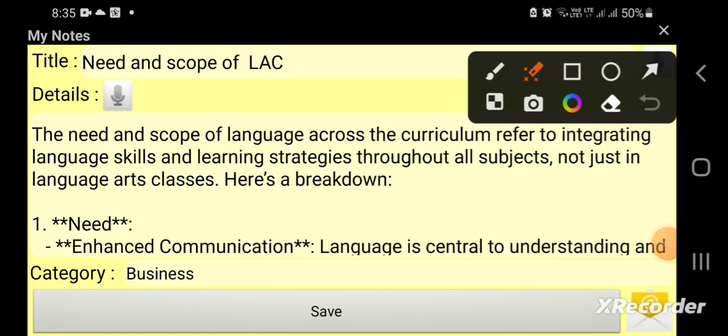The need and scope of LAC. The need and scope of language across the curriculum refers to integrating language skills and learning strategies throughout all subjects, not just in language arts classes.